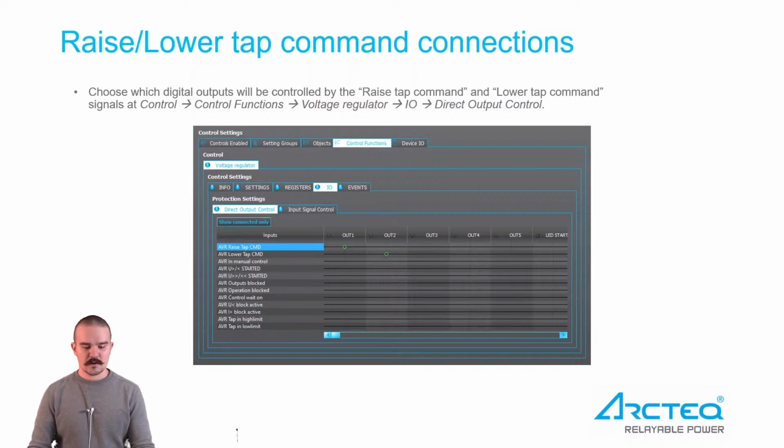Then we move on to the actual control commands. So we go to the I/O page, and there we have direct output control, and then we simply choose which of the digital outputs are then closed when raise tap command and lower tap command are given.